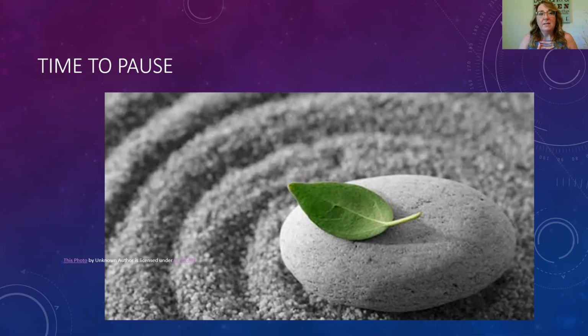Just take a couple seconds to breathe in through our nose, filling our lungs and our belly, holding just for a second, and out through our mouth. And in through our nose, and out through our mouth. And one last time, in through our nose, and out through our mouth.